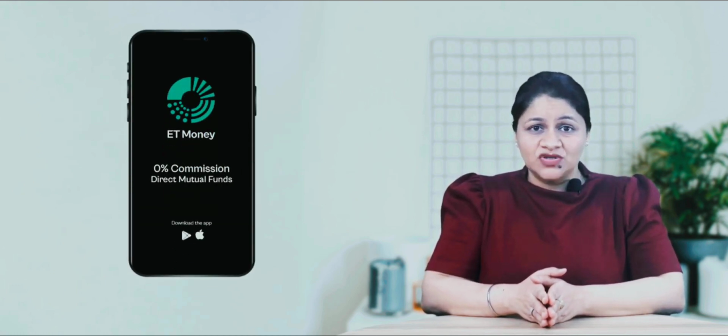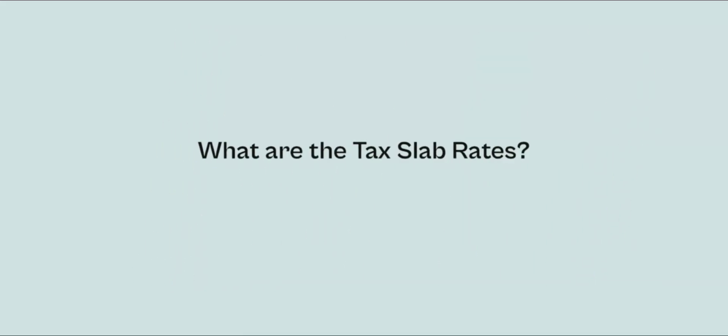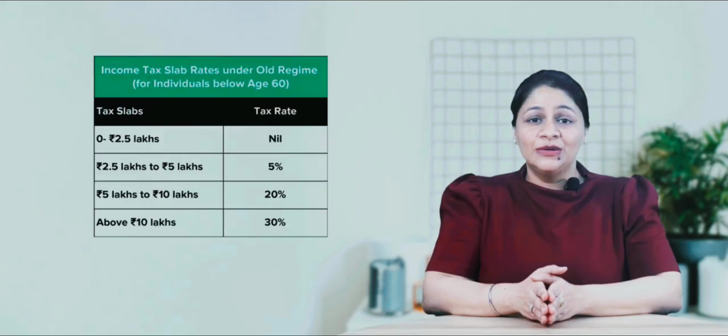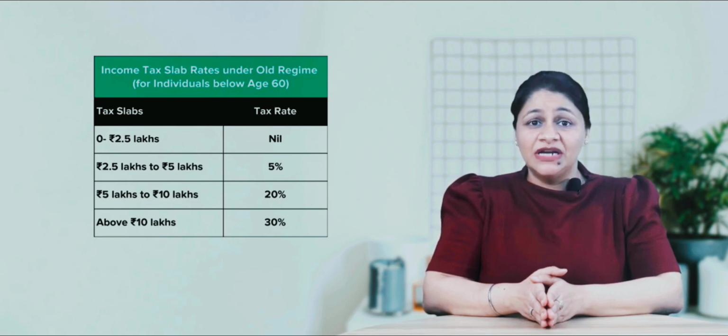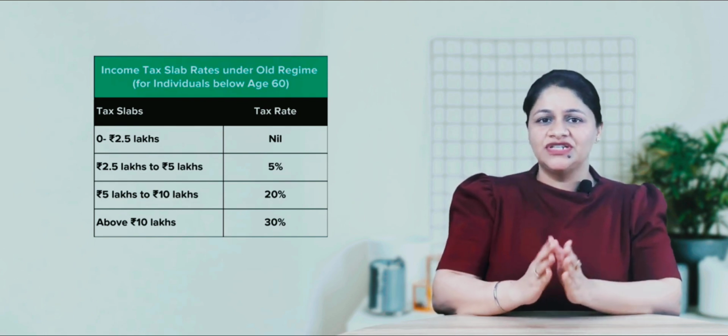But if your income after taking out deductions and exemptions exceeds this tax-free limit, you'll have to pay taxes as per the tax slab rates. So, let's move on to look at the slab rates under both the regimes. Look at the table on your screen. We'll discuss the tax rates for someone who is below 60 years of age under the old regime.